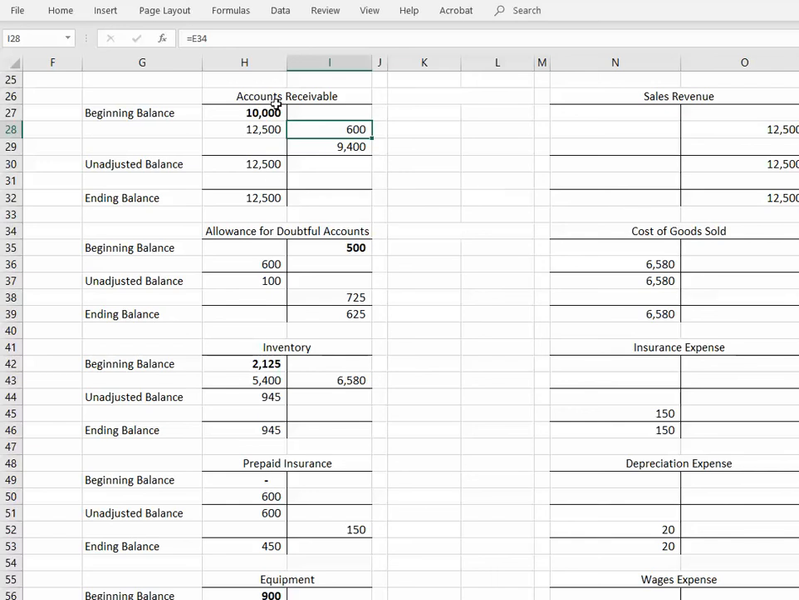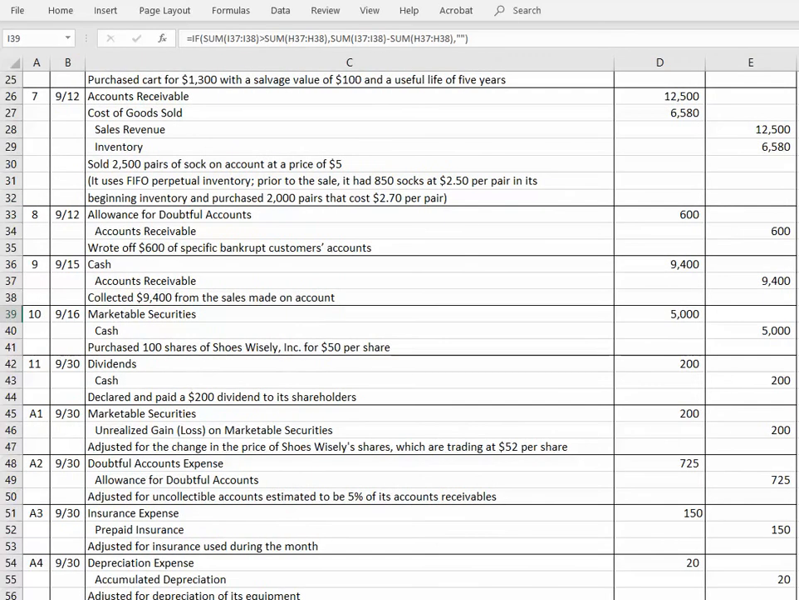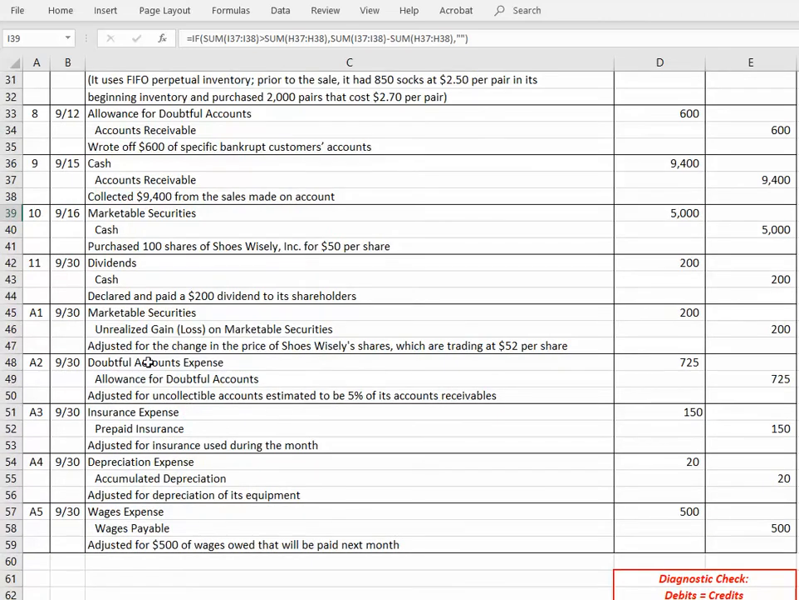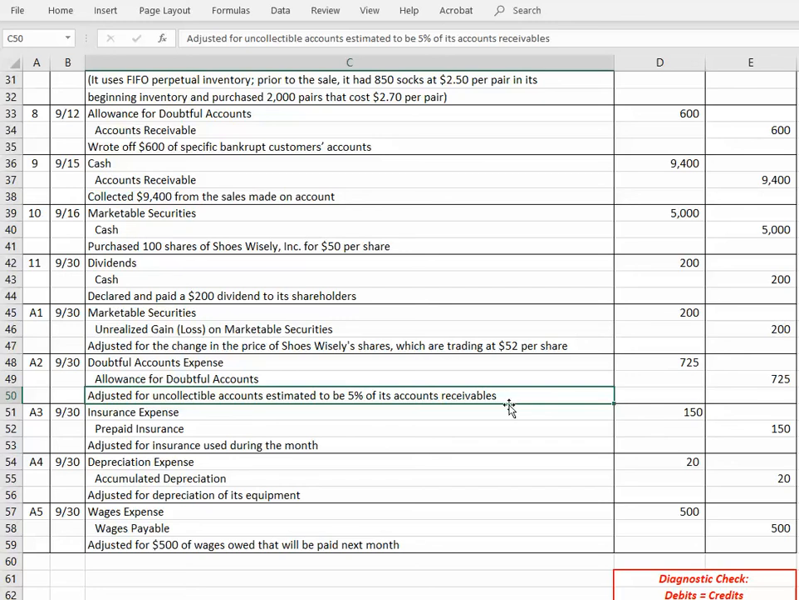So going back to here, management has receivables. We're at the end of this month. It has receivables of $12,500. And what it estimates is that 5% of its receivables are considered uncollectible. Here's the wording: they adjusted the uncollectible accounts as being 5% of its receivables.